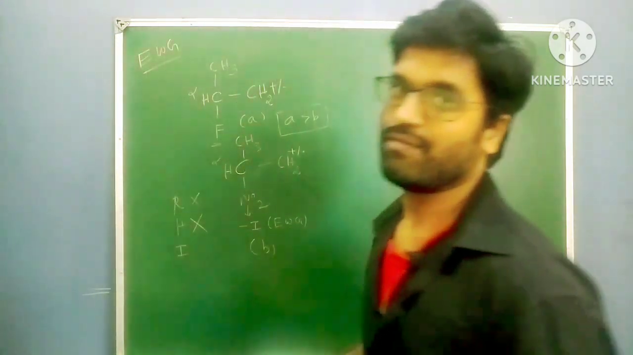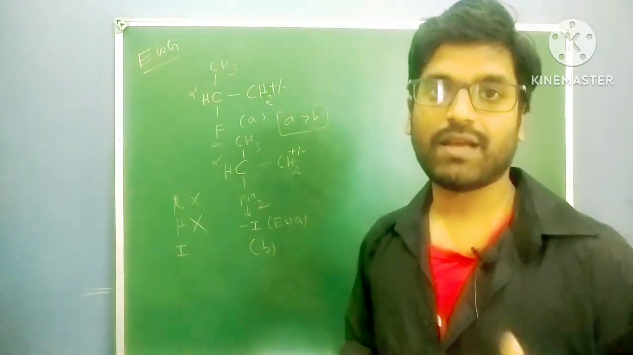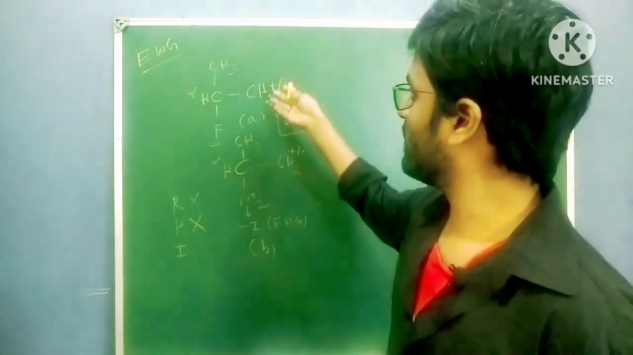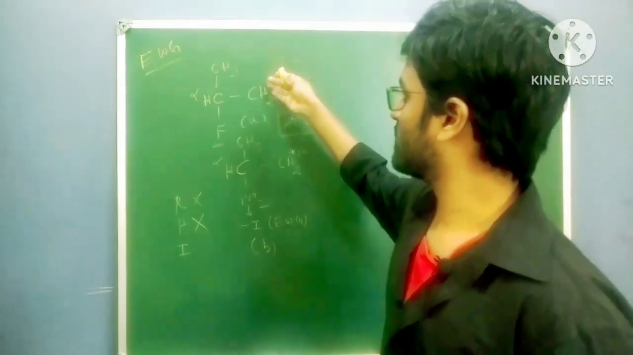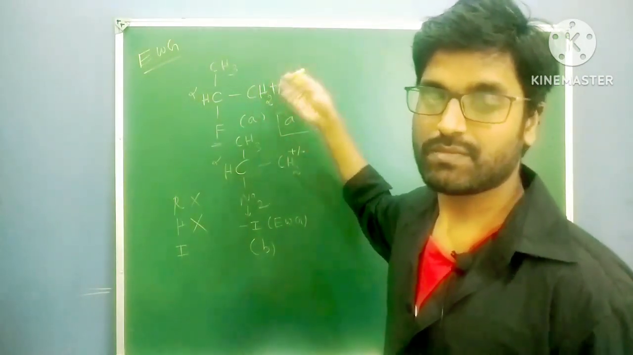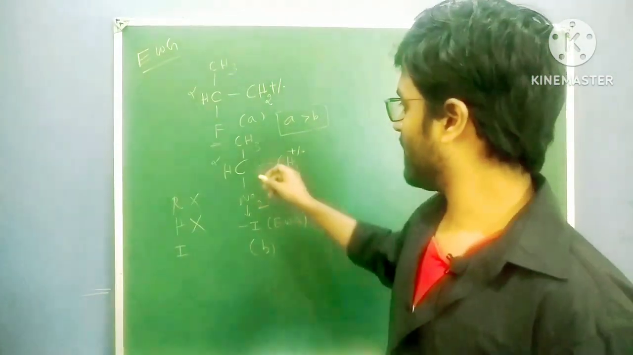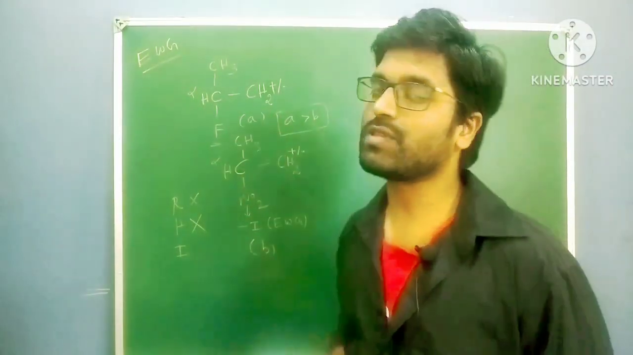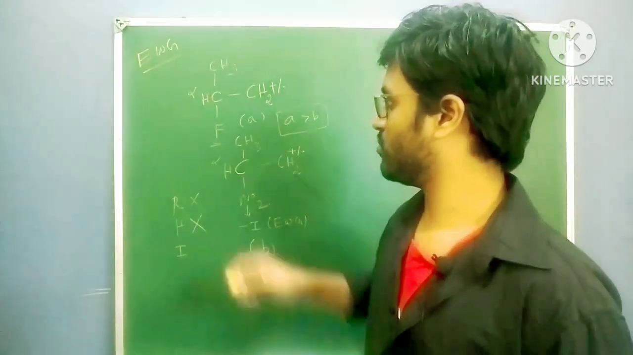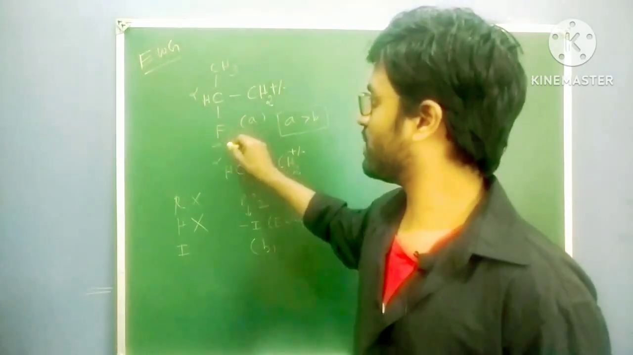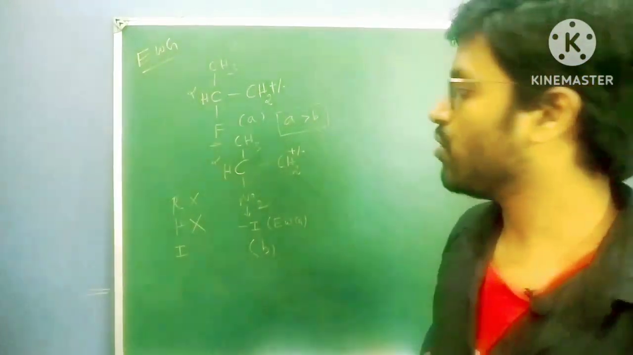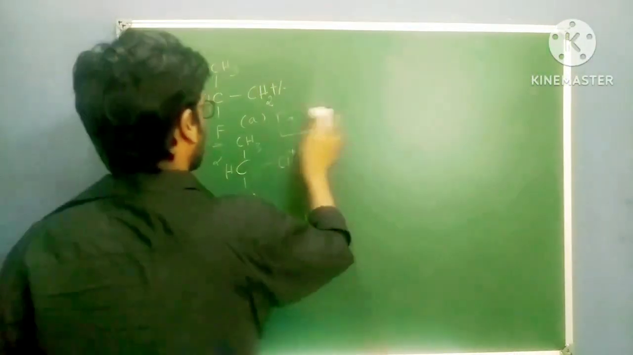Clear? Because whenever we have a carbocation or radical, we should have an electron donating group. Why electron donating group? Electron density will increase more here. When electron density increases, the positive charge will decrease, so stability increases. So here, when both are electron withdrawing groups, you have to see the less electron withdrawing group. Comparatively, the strength of the electron withdrawing group is less here, so this is more stable.